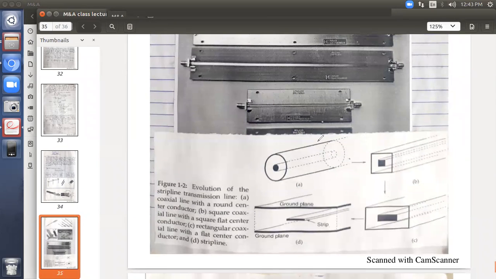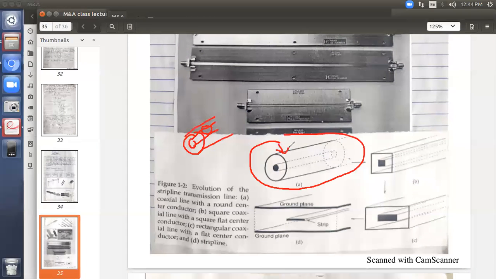And how this concept of strip lines came, for that I have just taken one picture. You can see this is your coaxial cable. Two concentric cylinders are there. The inner has a certain radius, the outer has a certain radius, and there is insulation. This is one structure of a coaxial cable.